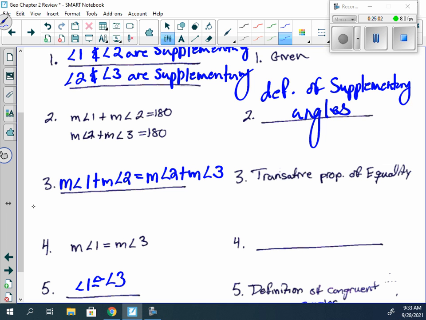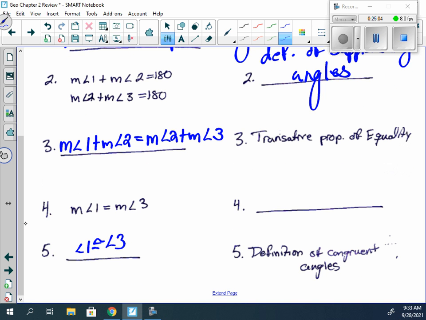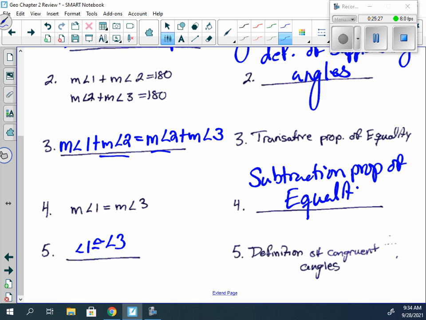Well, now we went from this here to just measure of angle 1 equals measure of angle 3, yes? Well, what did we remove? Measure of angle 2 from both sides, yes? Well, they're just numbers, aren't they? Is it just a value? Subtraction property of equality. Since we're talking about the actual measures, the number, whatever the degree measure of the angle is, it's equality.